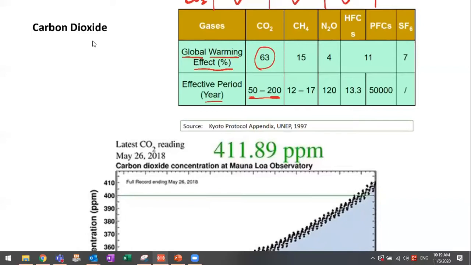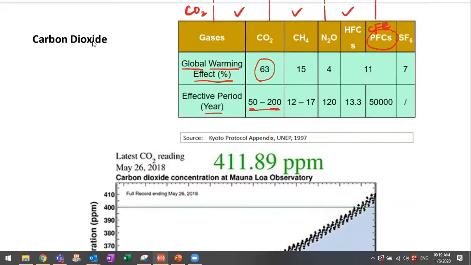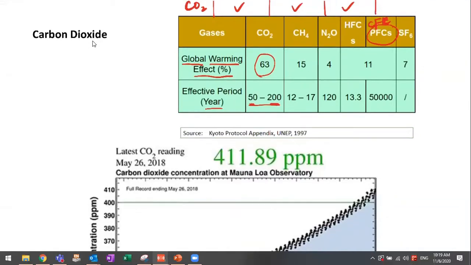For example, methane, right? Methane is around 12 to 17 years. There's also a species of chemicals, the PFCs or the CFCs, mentioned in the first class, chlorofluorocarbon, right? For these species, not only are they damaging the ozone in the stratosphere, they're also leading to a global climate effect, a global warming effect, and they can last for very long.